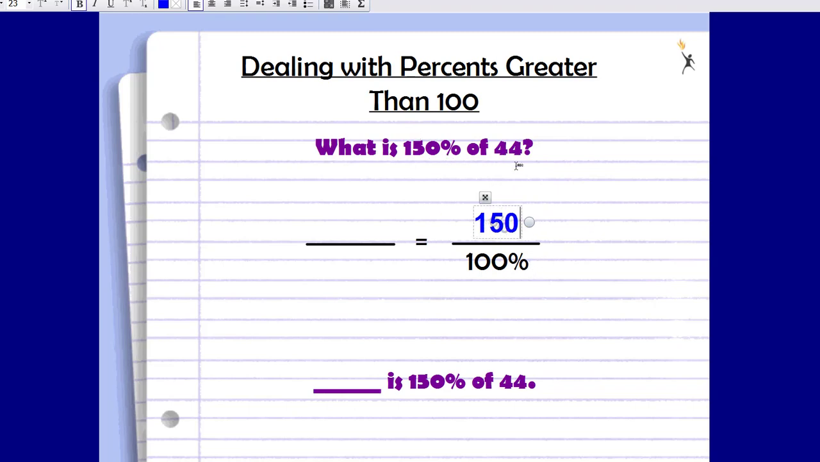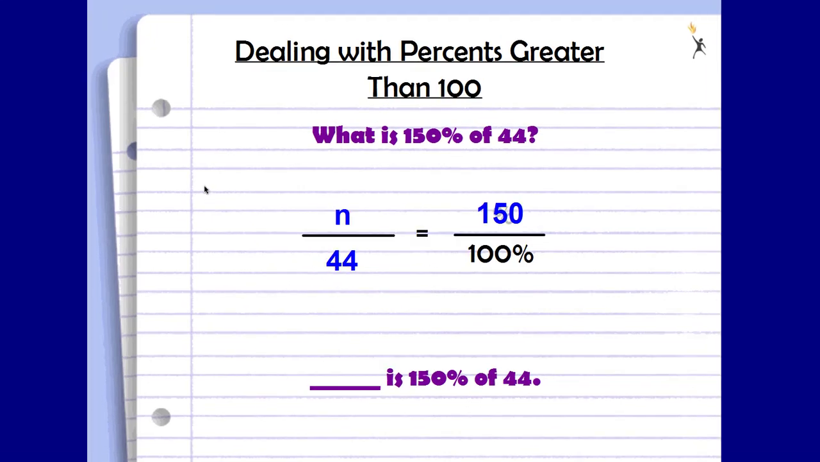And this of 44. We're not told what the 150% amount is. That's what we're looking for. So that is your n. And the 44 is going to be your whole amount. So here's your percent proportion. Now let's solve it. Can we go from 100 to 44? No. So we're going to have to simplify first.